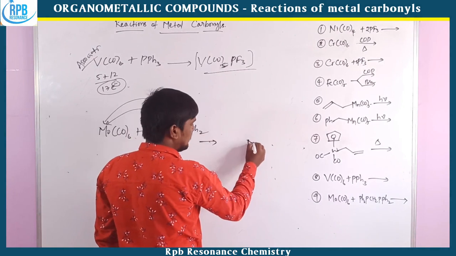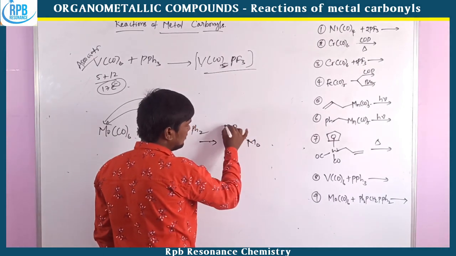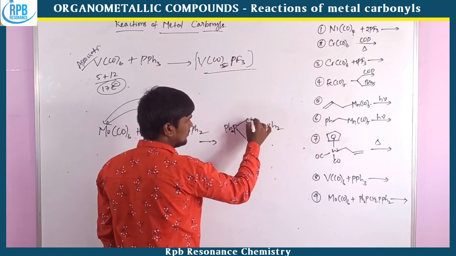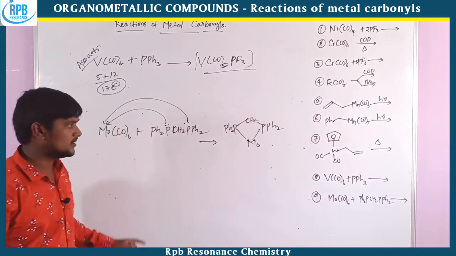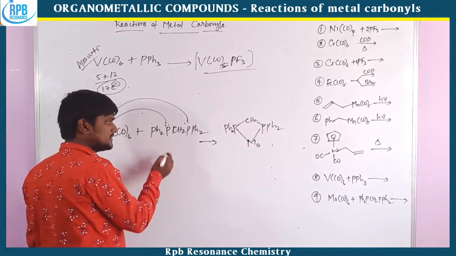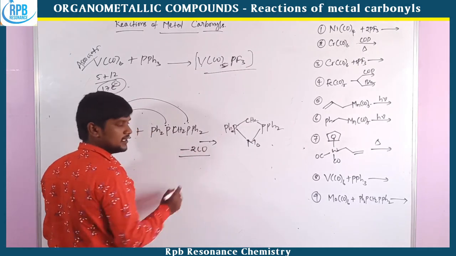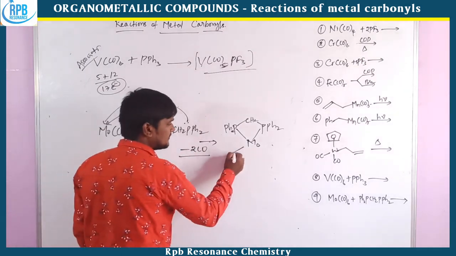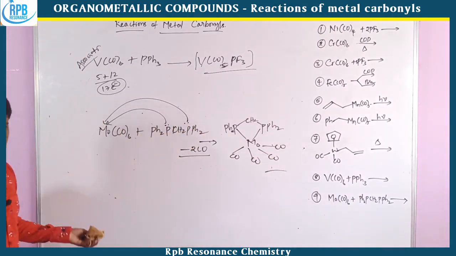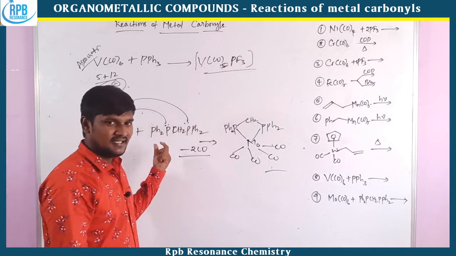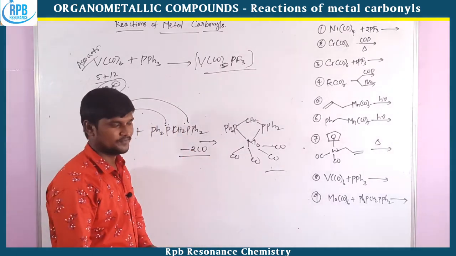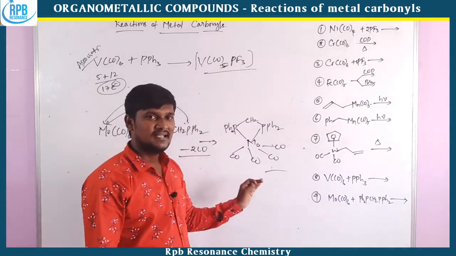So here is the molybdenum with two phosphorus, PPh2, connected through the methylene group. So this is the chelating complex, with the elimination of two carbonyls. It retains four carbonyls only. This is a very simple reaction, but the change is that here they are using chelating ligands with heteroatoms. Whatever the change, we will get a similar kind of result.